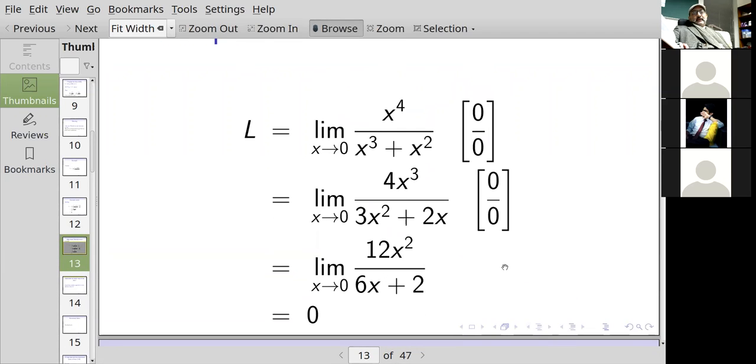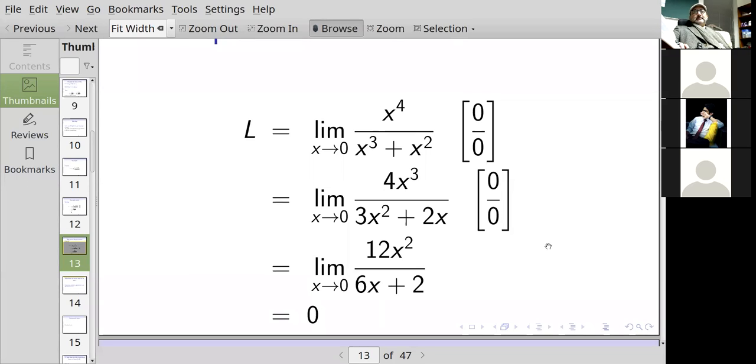Sir, what if we get something over 0? No, that's not a form that L'Hopital's can handle. What you might do, we'll see an example where you can manipulate the function a little bit, do a little bit of algebra, so that L'Hopital's can work with it. But unless you have the form 0 over 0 or infinity over infinity, you're not allowed to use L'Hopital's rule.